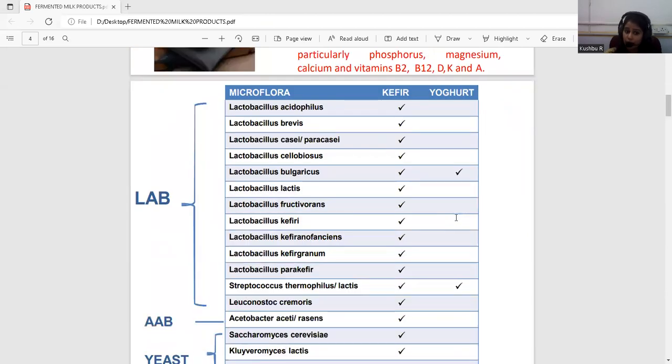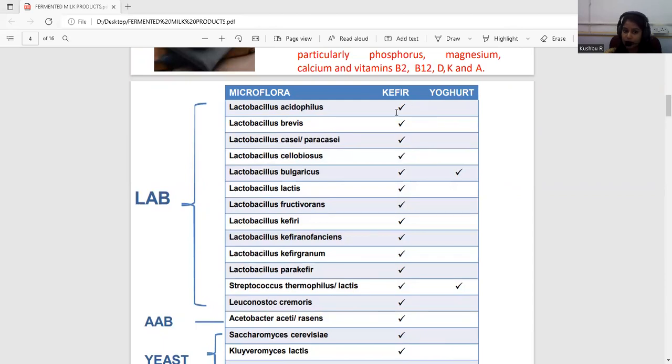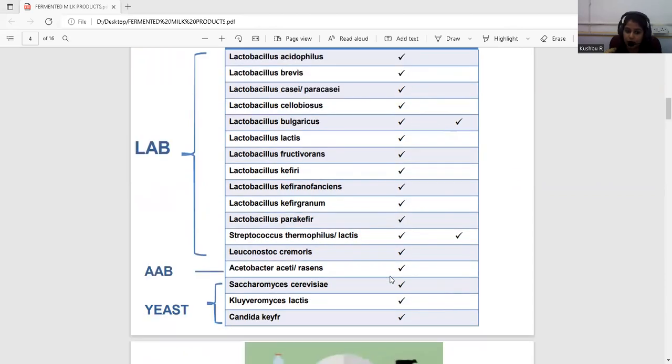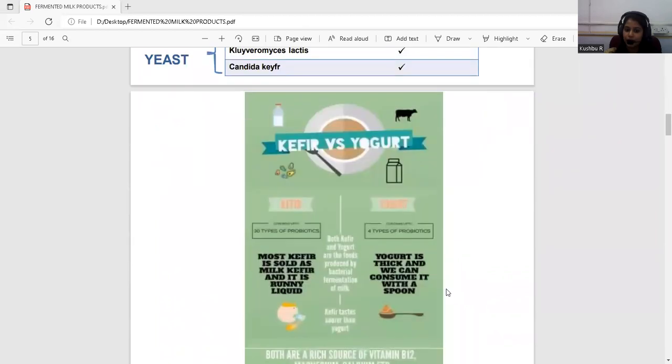So to look into the microflora of kefir, which can be compared with yogurt, these are the lactobacillus or acetobacter and the Saccharomyces that we have in them, where yogurt contains only a few of them. So this is more rich in its probiotic capacity. But here we see mostly kefir is sold as a milk and it's runny in nature.